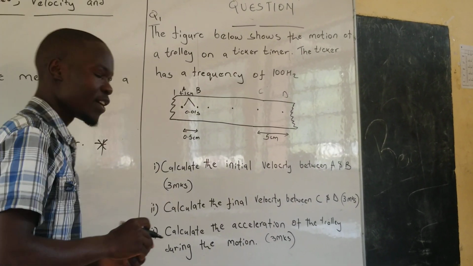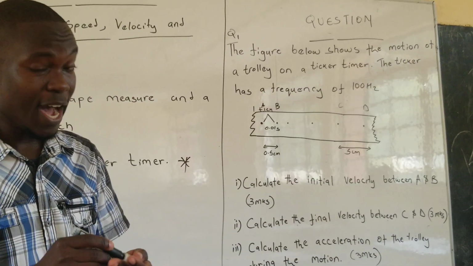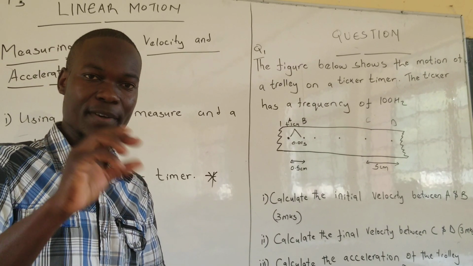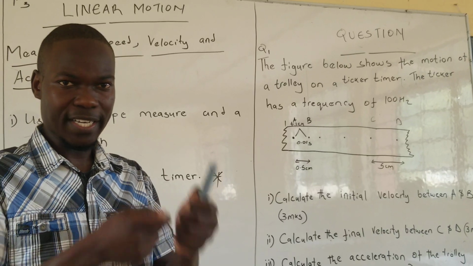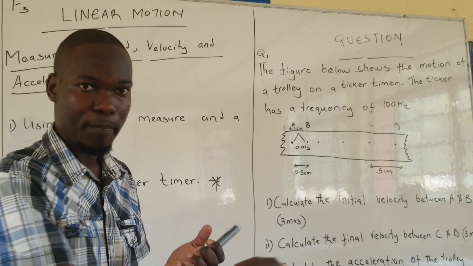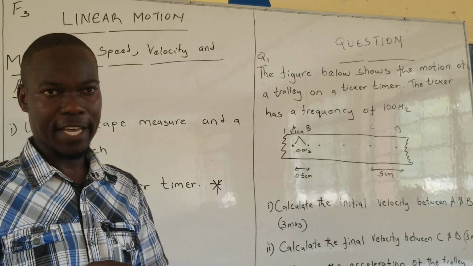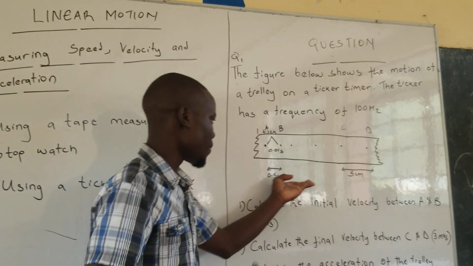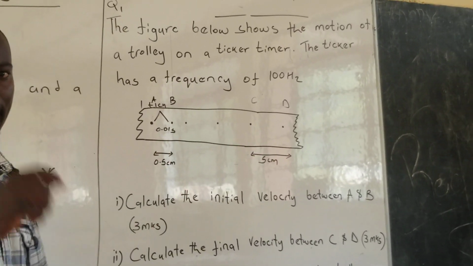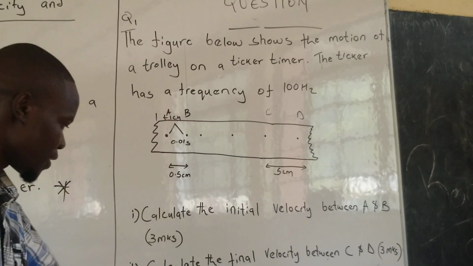Number one, you have to know that a ticker timer is an instrument, and it always has an arm which vibrates. As the arm of the ticker timer is always vibrating due to alternating current, it leaves some marks. The marks are left on a certain paper that is run under the arm of the ticker timer. So for example, this one here is the paper, and you realize that this paper has got dots that were made by the arm of the ticker timer. So we use this paper here to answer these three questions.